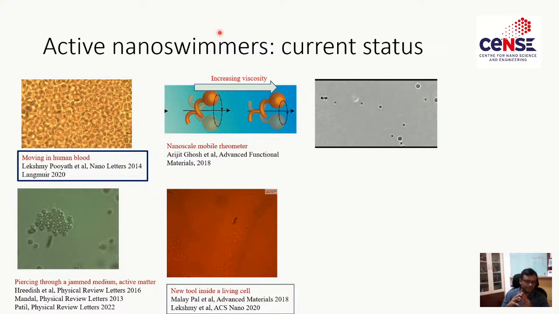Ambarish, could you maybe spend a second or so saying what this microfluidic channel is?